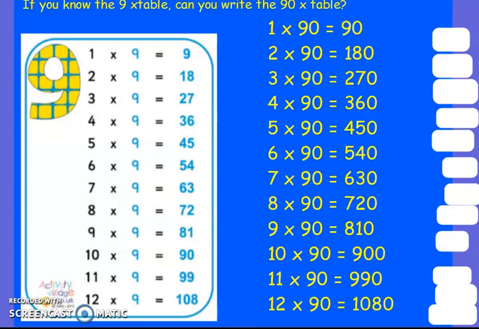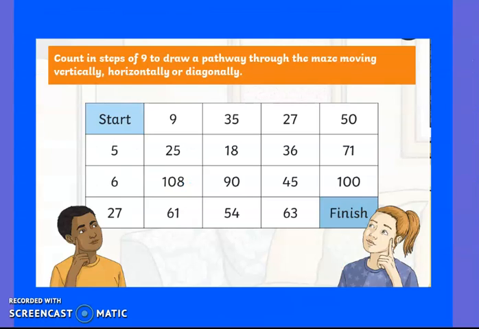Okay, let's move on. Your 9 times table and your 90 times table are going to help you solve problems in your activity pack. One of the problems might look like this. It says: counting steps of 9, draw a pathway through the maze moving vertically, horizontally or diagonally. You can use a pencil or a crayon and you can write on the sheet for this question. From the start button, you're trying to spot those multiples of 9.